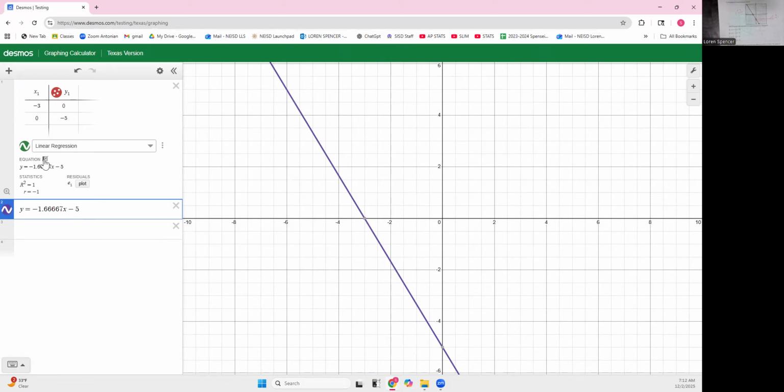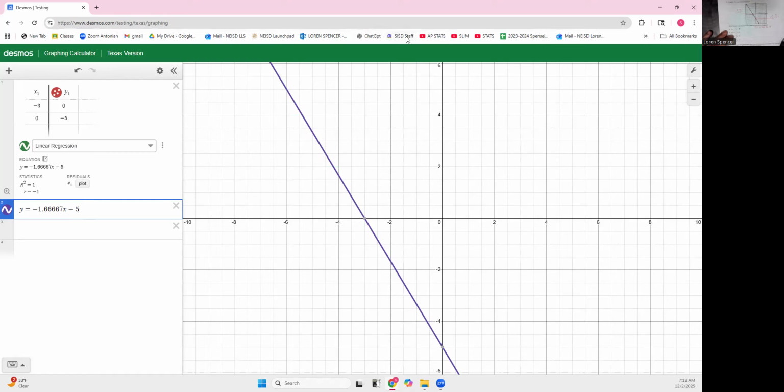Y equals negative 1.6667x minus 5. So I'm going to write that down because we know that that's our answer, or one of our answers. So y equals negative 1.667x minus 5.